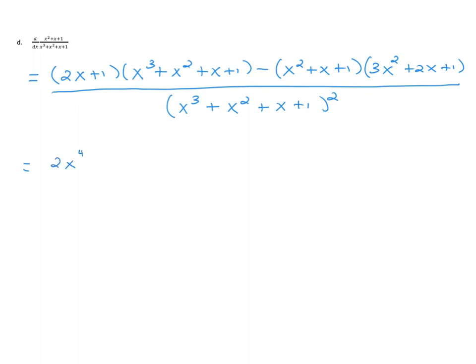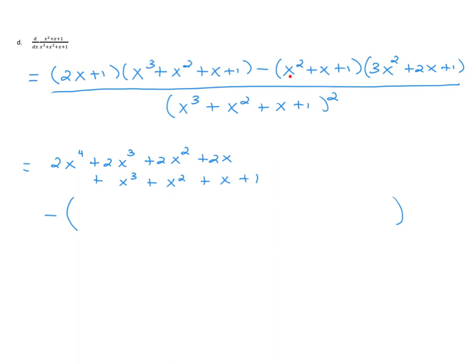Starting with this 2x, we get 2x to the 4th plus 2x cubed. Nope, already made a mistake. Plus 2x cubed plus 2x squared plus 2x. Multiplying in the 1, we get plus x cubed plus x squared plus x plus 1. Fantastic. Okay, then you would subtract off, and then everything that would appear from the multiplication of these two expressions, it'll all be negative.